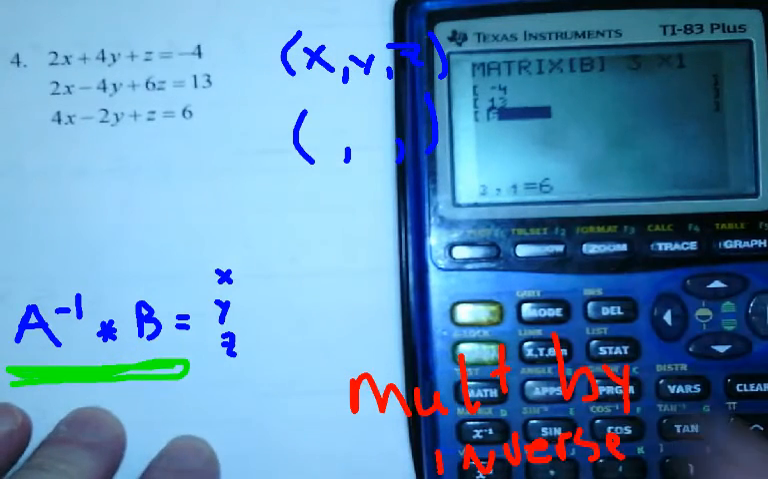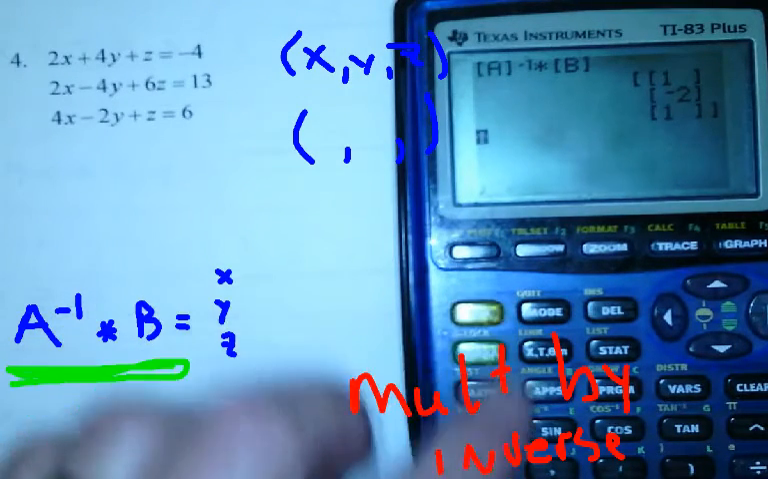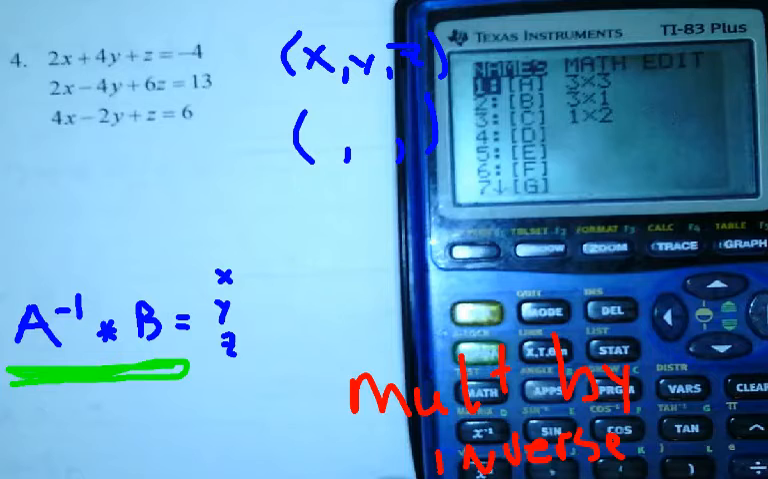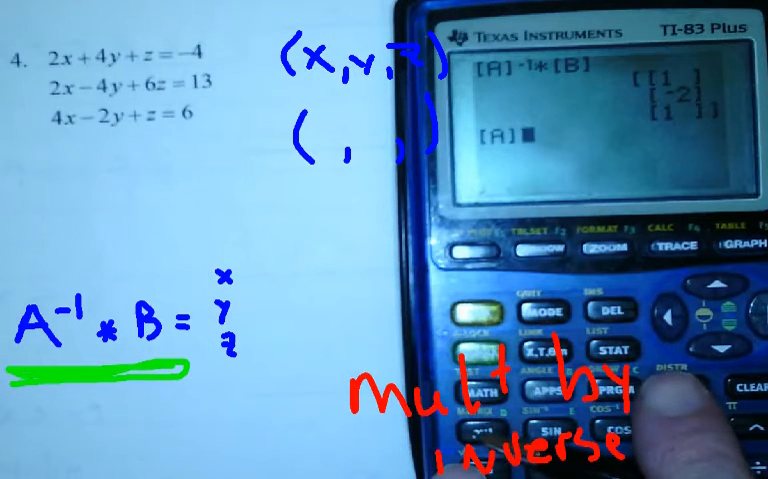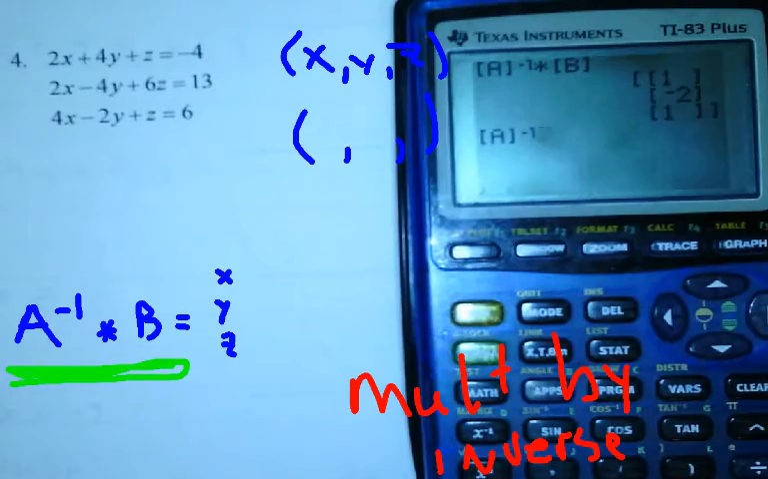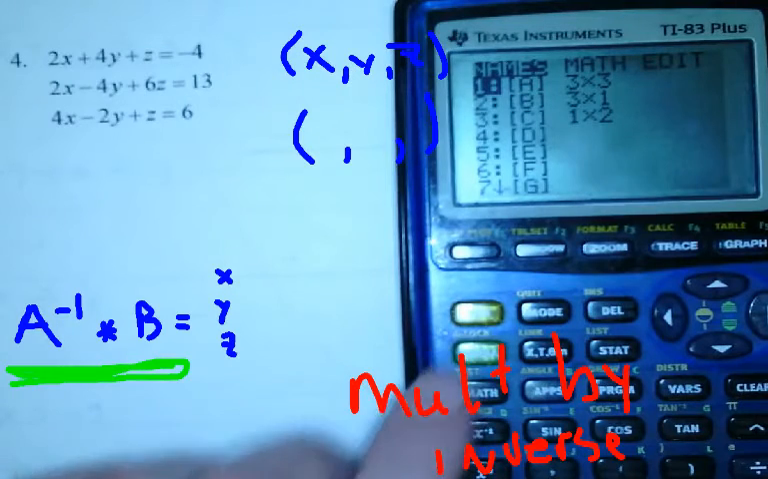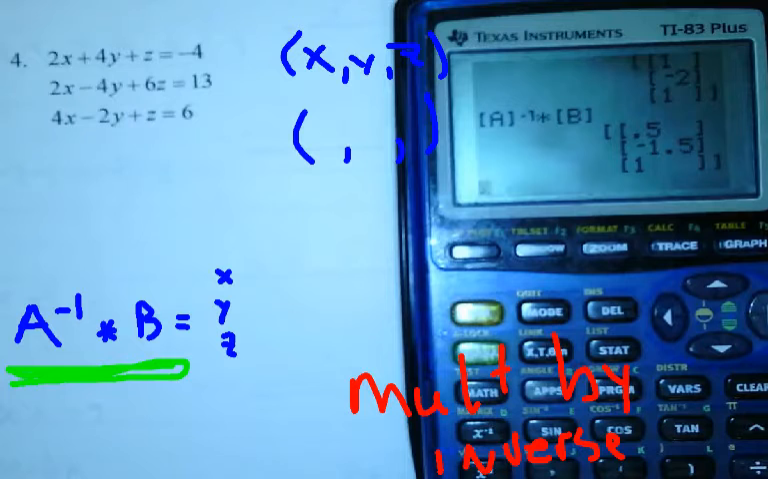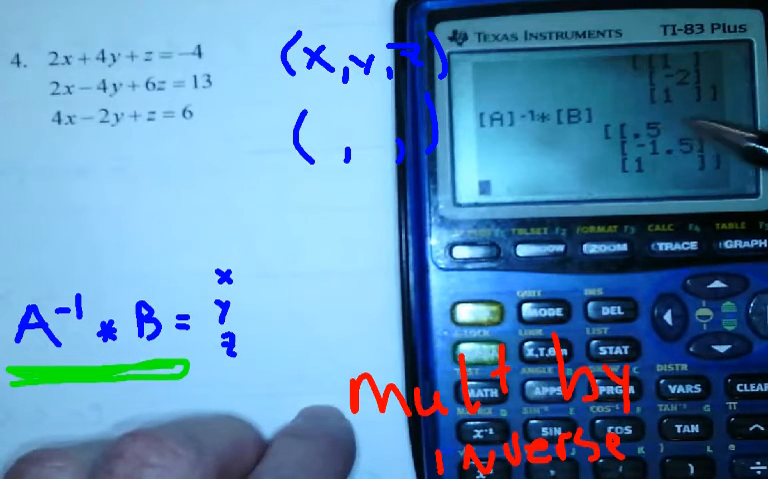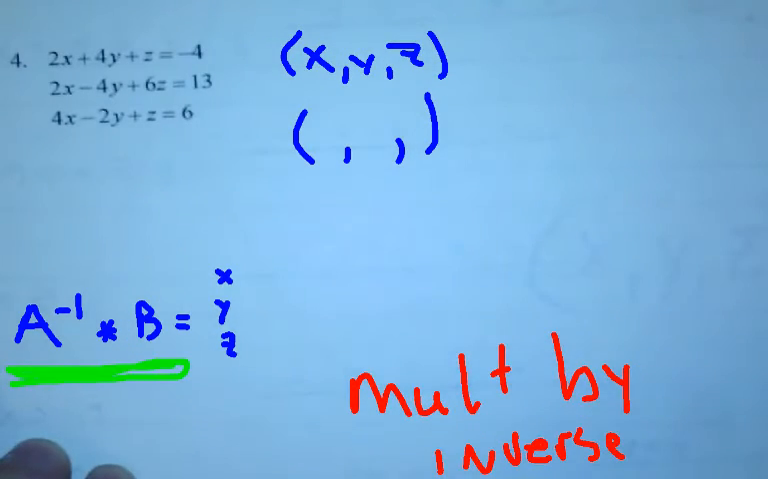So here I've got a second click. The first step is to say matrix A, and then we just select it. And then we do inverse, which is the -1 key, the reciprocal key. Then we multiply by matrix B. That would be the second one down. And look what we get. 1/2, -1.5, and 1. Oh, those are the answers? Yep, those are the answers.